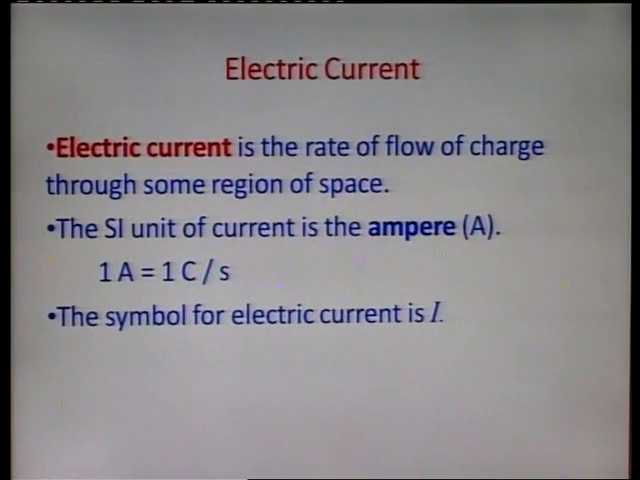Then what is electric current? The rate of flow of charge through some region of space is what is called electric current.